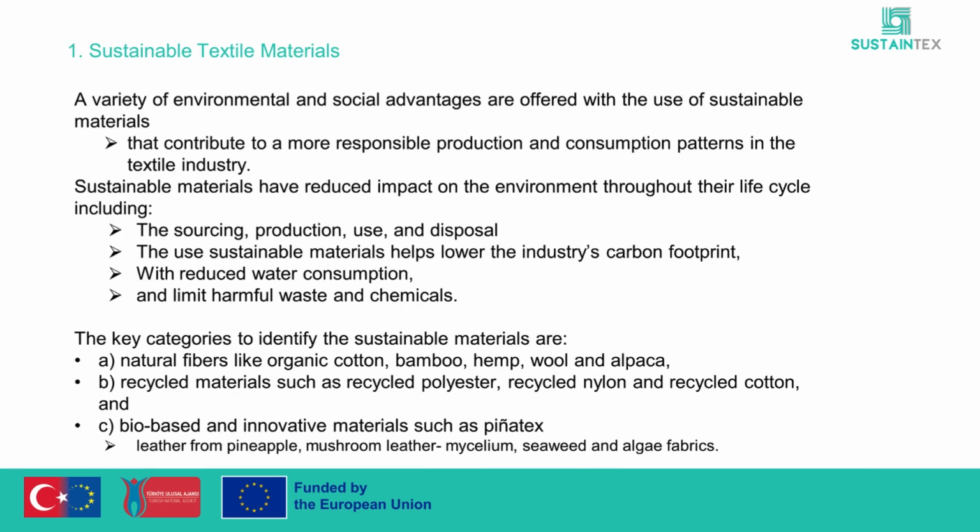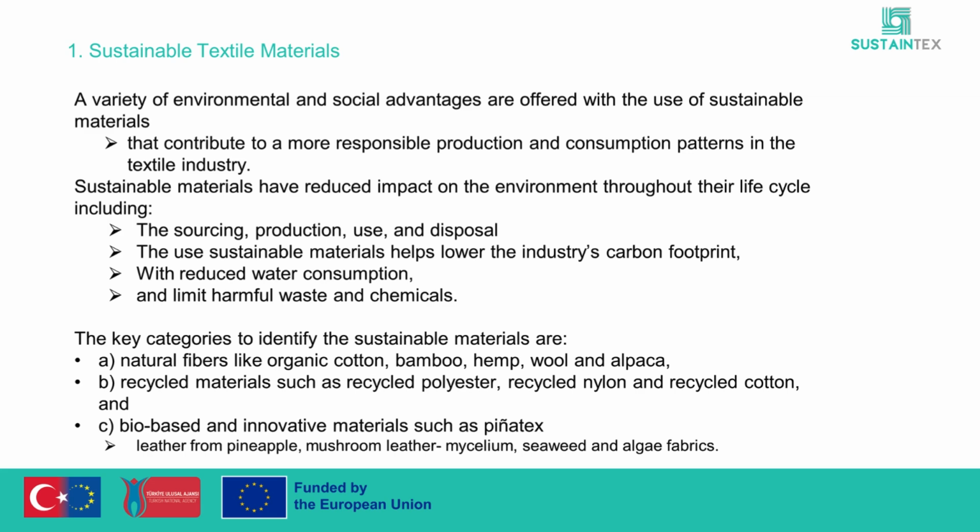Sustainable textile materials. The use of sustainable materials offers a series of environmental and social advantages, contributing to more responsible production and consumption patterns. Sustainable materials reduce impact on the environment throughout their life cycle, including sourcing, production, use, and disposal. The use of sustainable materials helps lower the industry's carbon footprint, reduce water consumption, and limit harmful waste and chemicals. There are some key categories that help identify the sustainable textile materials.